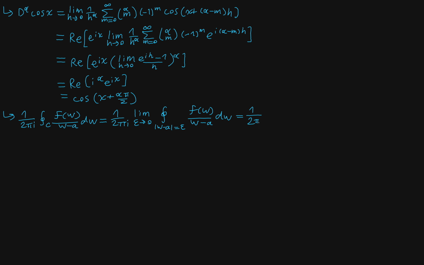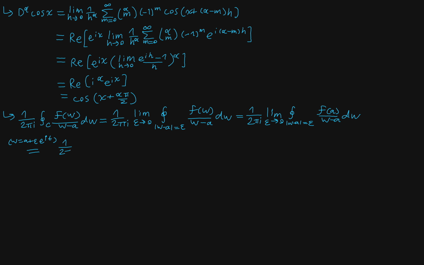So we have 1 over 2 pi i times the limit as epsilon approaches 0, over the circle of radius epsilon here, of f(a) times 1 over w minus a dw, and this can just be done using a common result. With direct parametrization, we're going to have w equal to a plus epsilon e to the it. This is just the parametrization of the circle in the complex plane.